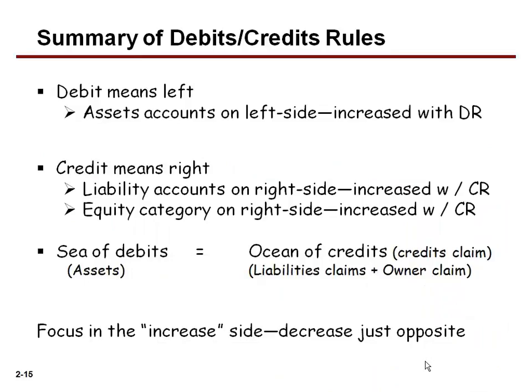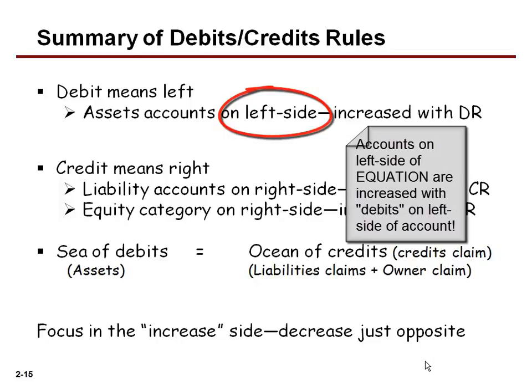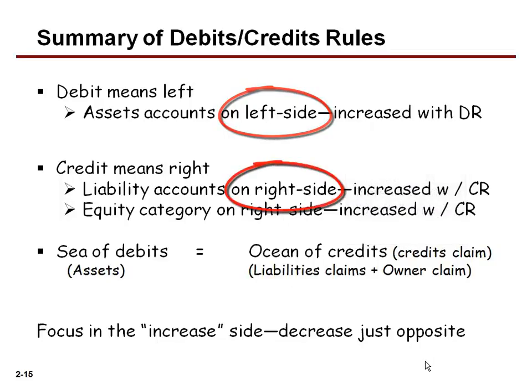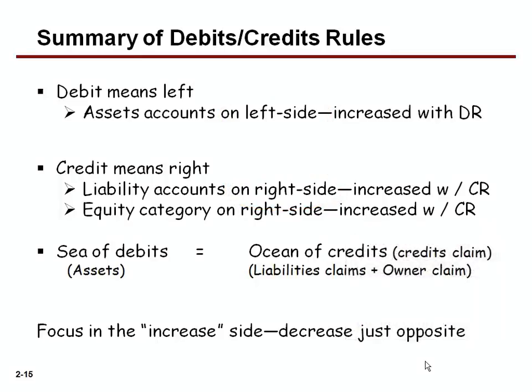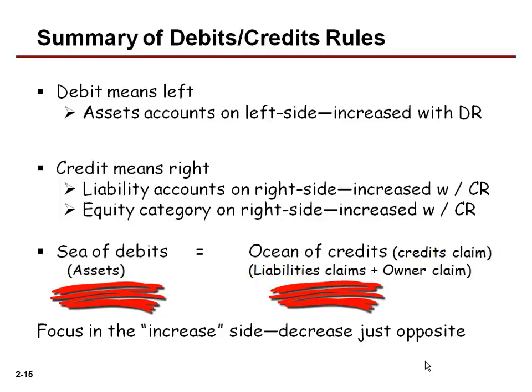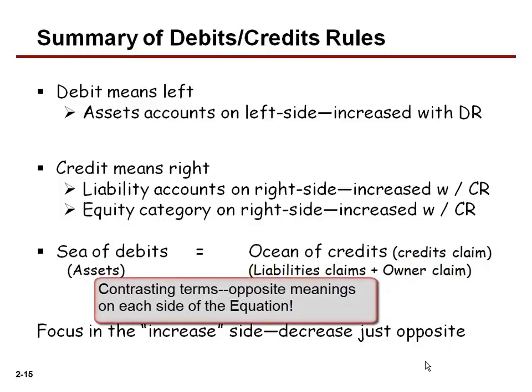So I'll recap. Debit means left. Asset accounts on the left-hand side are increased with debits. Credit means right. Liability accounts on the right-hand side of the equation are increased with credits. Likewise, the equity category on the right-hand side of the equation is increased with credits. So we have a sea of debits on the left that increase assets, equaling an ocean of credits on the right-hand side. In effect, we can say that credits on the right-hand side claim. Positive numbers on the right-hand side have a positive claim on assets on the left.